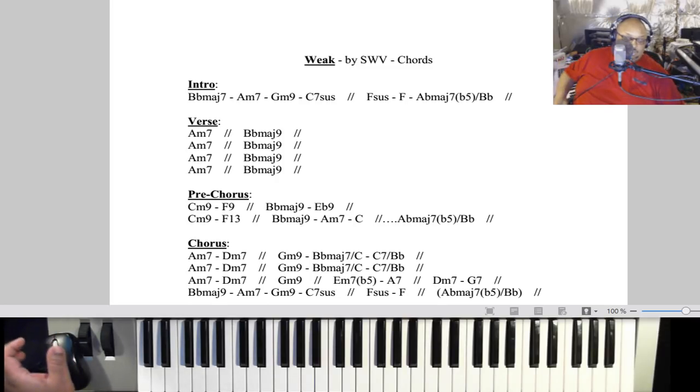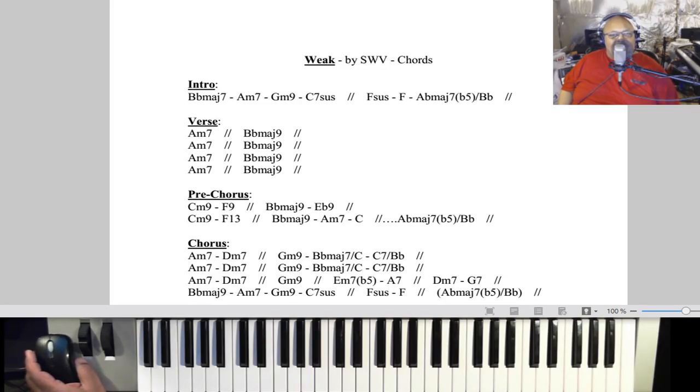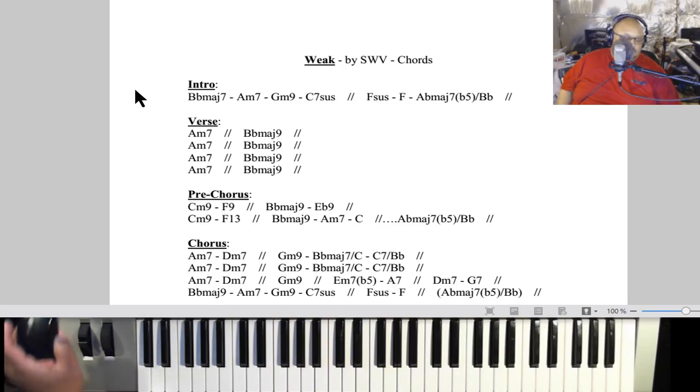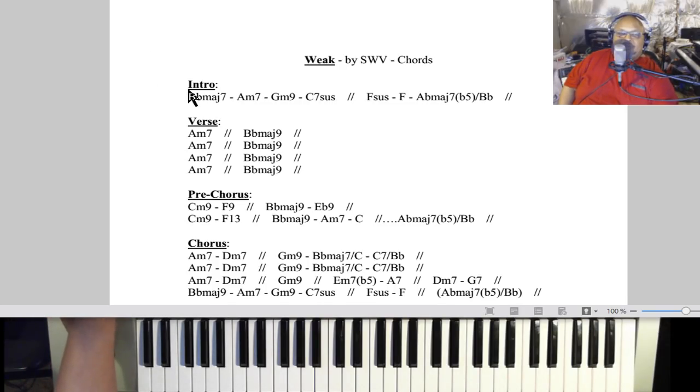But I want to show some people, because they don't see the words, I don't understand why some people don't understand. Like if you're looking at the tutorial video and you're following the video, I'm not 100% sure why it's confusing to understand. Like, let's take a look at the chord sheet here. Okay, you have the title of the song. This is Weak by SWV.